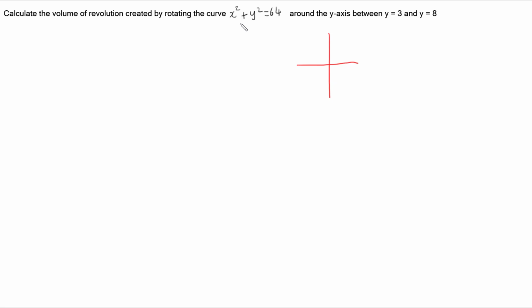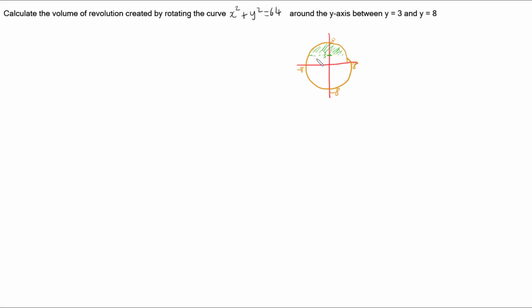It is a circle, x squared plus y squared equals r squared. So I've actually got a circle of radius square root of 64, which is 8. So I've got this circle here, and I've got the bounds y equals 3 and y equals 8. So I want the area created between those two bounds. So I want that area there.